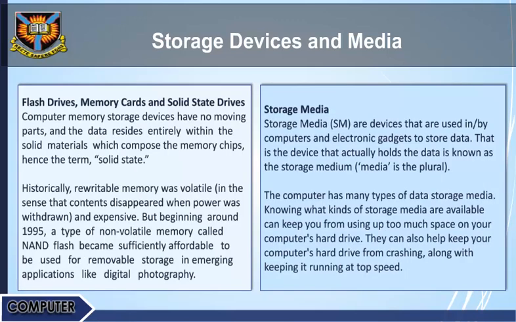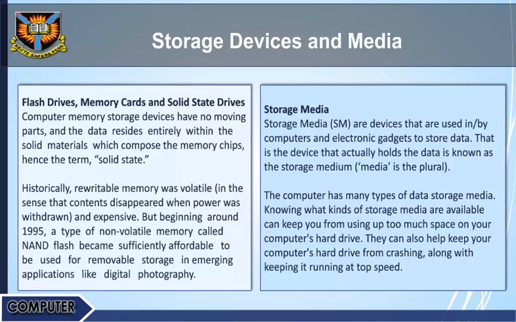Flash drives, memory cards, and solid-state drives. Computer memory storage devices have no moving parts, and the data resides entirely within the solid materials which compose the memory chips, hence the term solid-state. Historically, rewritable memory was volatile, in the sense that content disappeared when power was withdrawn, and expensive. But beginning around 1995, a type of non-volatile memory called NAND flash became sufficiently affordable to be used for removable storage in emerging applications like digital photography.